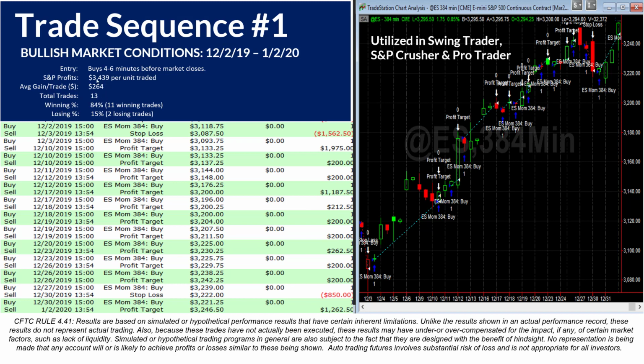Okay, so the thing I want to point out is that in this sequence, just to give you an idea, this algorithm will buy 4 to 6 minutes before the market closes. And the profits that we saw just on this algorithm, so again, this is one of the algorithms that's traded in the Crusher and the Swing Trader and the Pro Trader, this algorithm did $3,439 in this month of December.